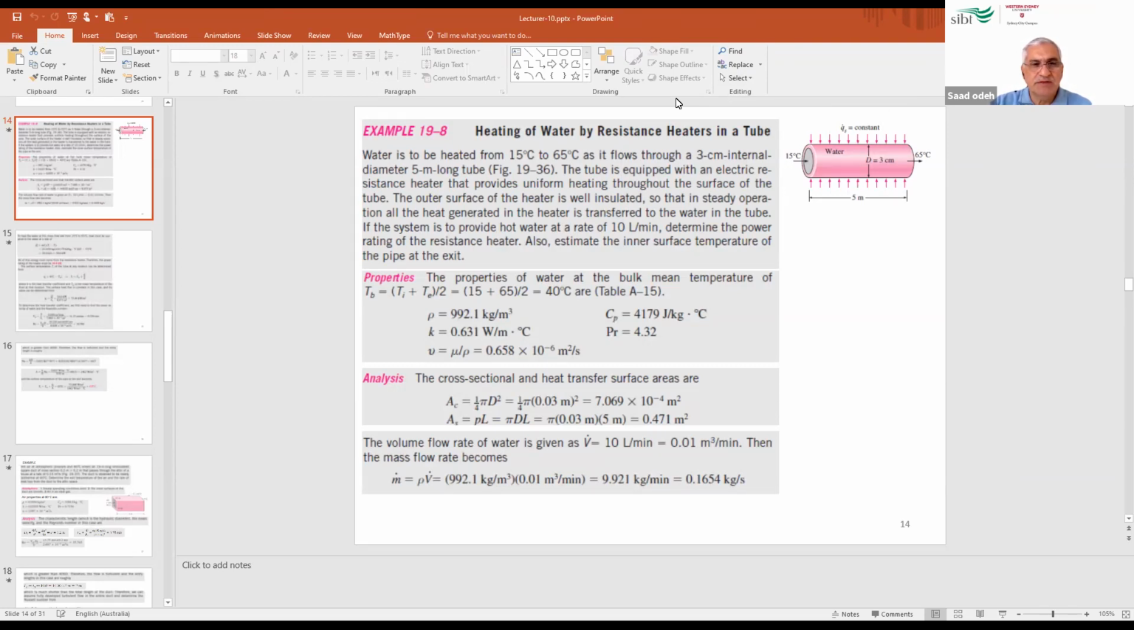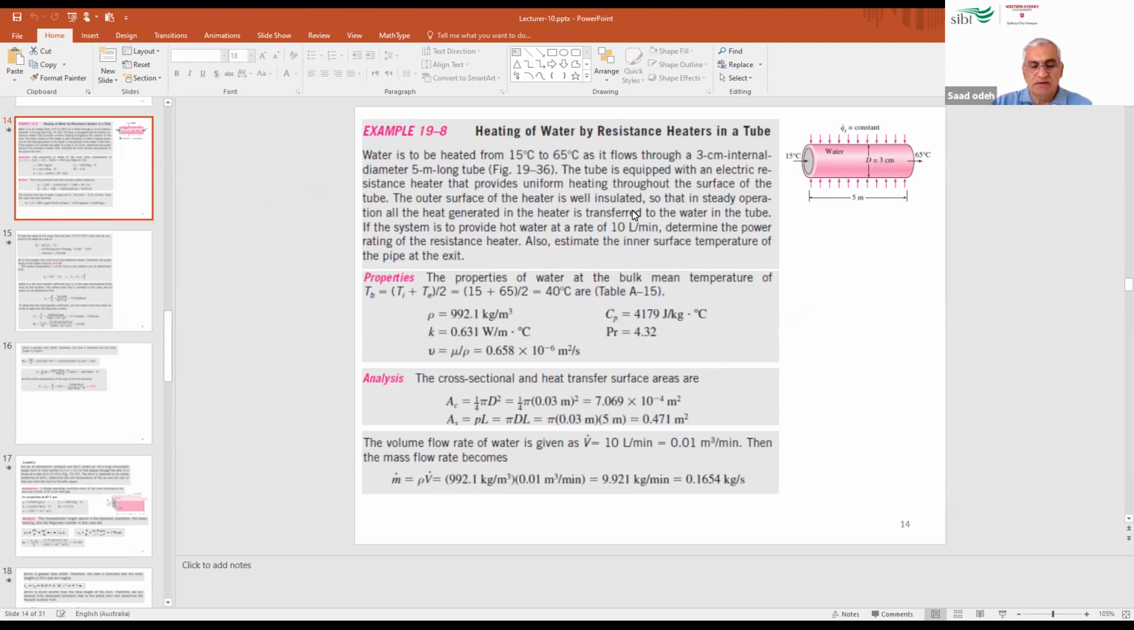But before we start the topic, we need to complete last week's examples, because last week we were talking about heat transfer by convection, by forced convection, internal forced convection, and we were up to an example that describes the heat transfer in a constant heat flux surface.